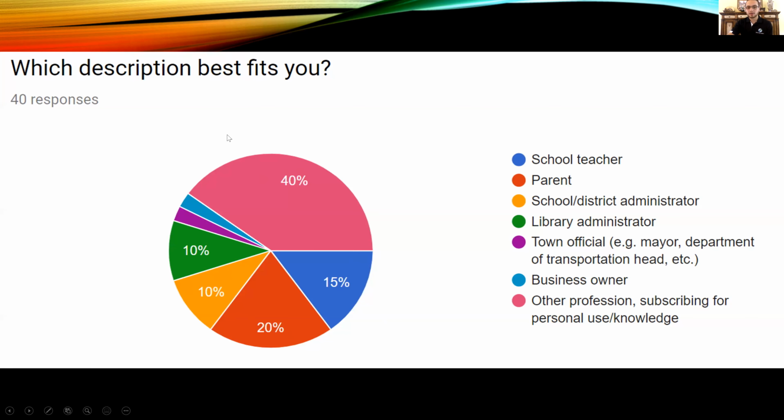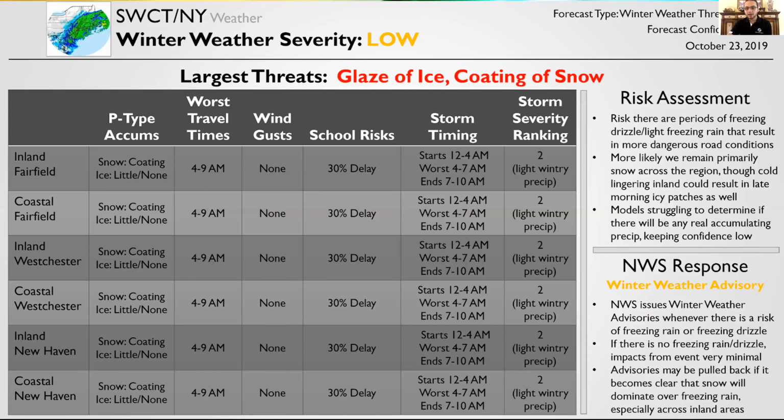40% are just weather enthusiasts, people who would rather read our updates than a magazine. And then we have library administrators, school administrators, parents and teachers, who make up 35% of our subscribers because they want to know what's happening with their children's school the next day. These are what our updates look like that we send out during a snowstorm. So we try to focus on school risks, the exact timing, and we're breaking it down by region, intra-county.